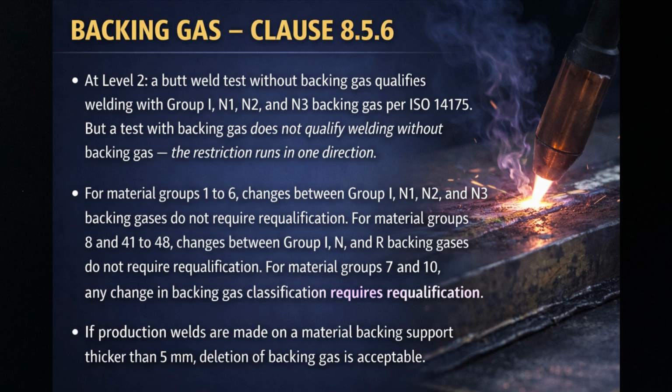For material groups 1 to 6, changes between Group 1, N1, N2, and N3 backing gases do not require requalification. For material groups 8 and 41 to 48, changes between Group 1, N, and R backing gases do not require requalification. For material groups 7 and 10, any change in backing gas classification requires requalification. If production welds are made on a material backing support thicker than 5 mm, deletion of backing gas is acceptable.